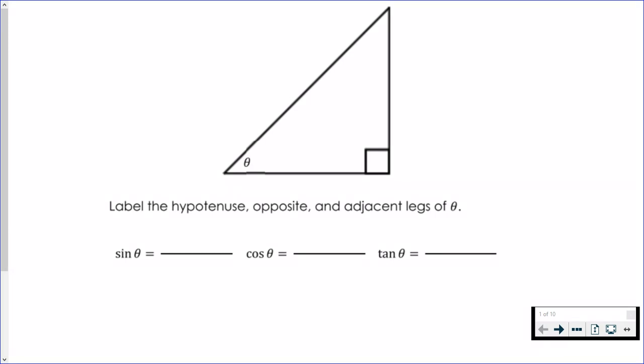The hypotenuse should be pretty easy to find. Your hypotenuse is always across from the right angle. So here's our right angle right here. Across from that would be the hypotenuse.